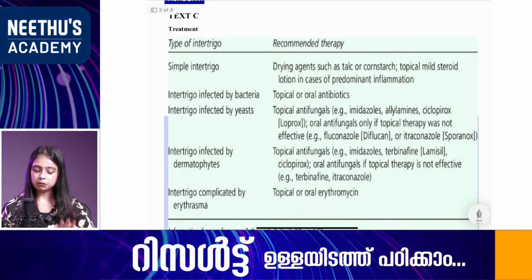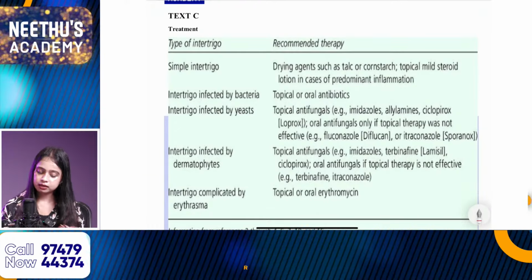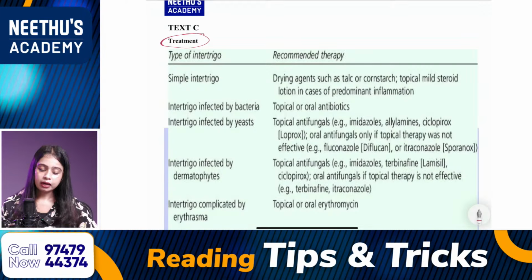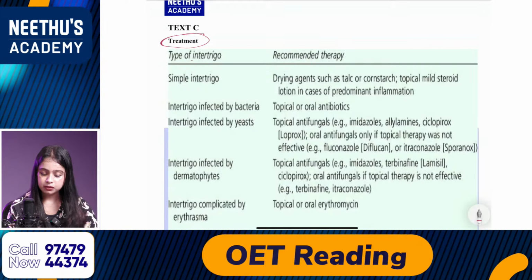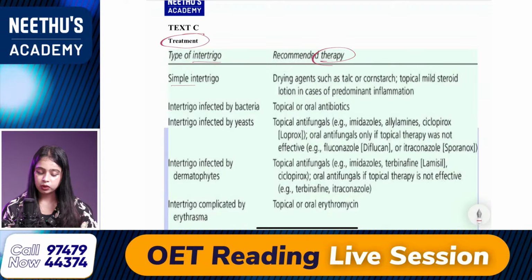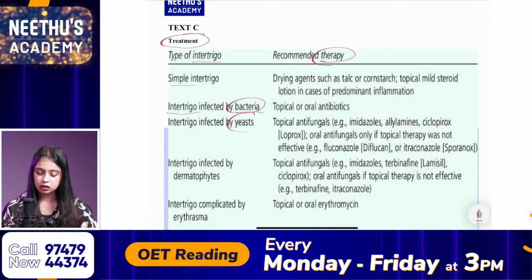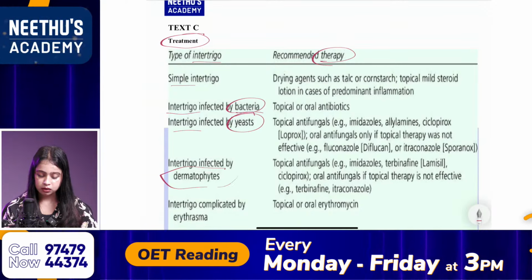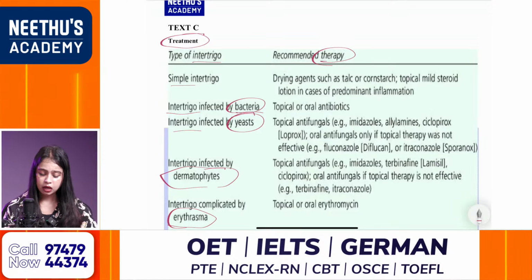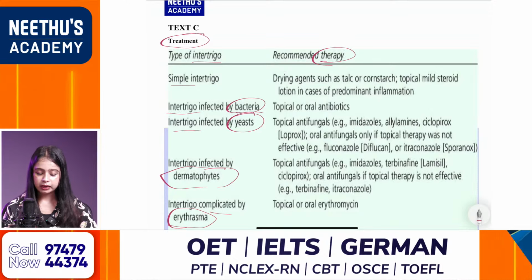Text C is all about treatment, and a pictorial is mentioned here, which means maybe a lot of medicines are mentioned. Let's check. Type of intertrigo, then recommended therapies. Simple intertrigo, infected by bacteria, yeast, then dermatophytes, then erythema. Complicated by, yes.